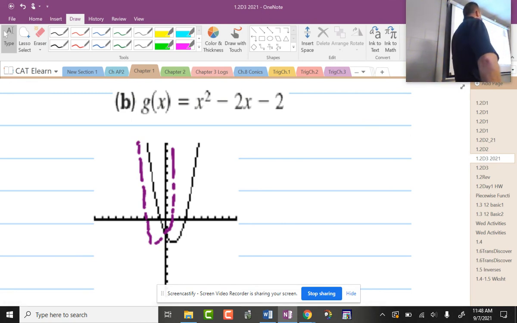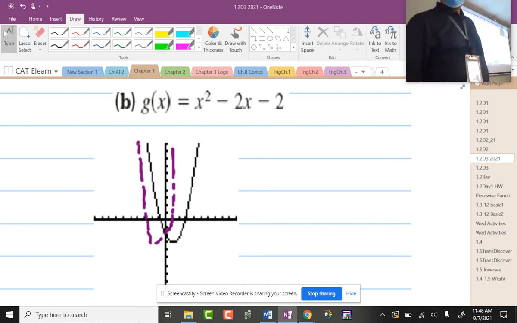Is that symmetric with respect to the y-axis? Yes or no when you look at that picture? No, it's a little off. It's a little off to the side. So we already know no. Watch what happens when I plug in negative x for x.